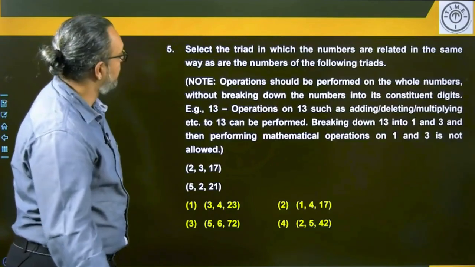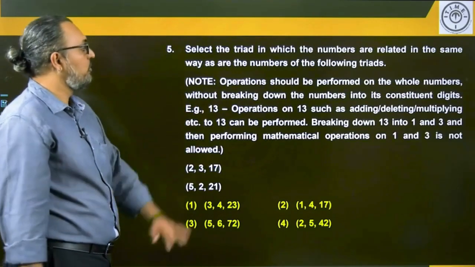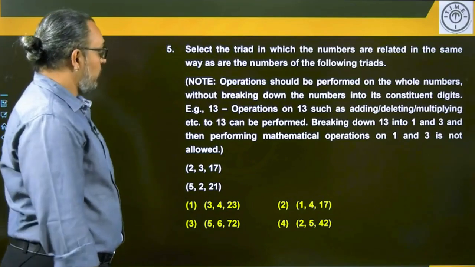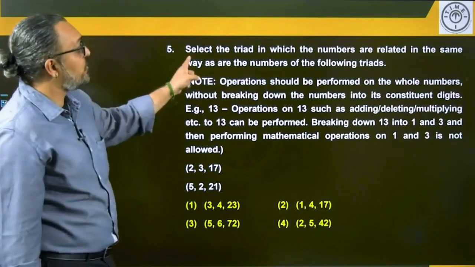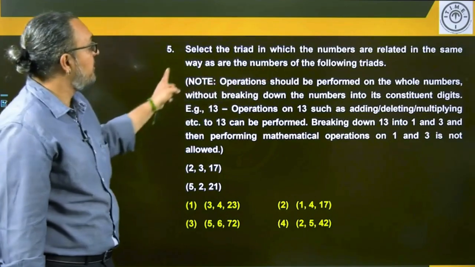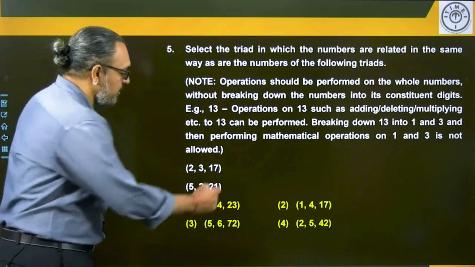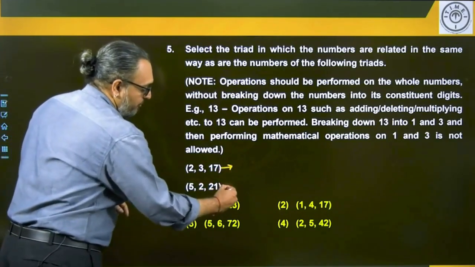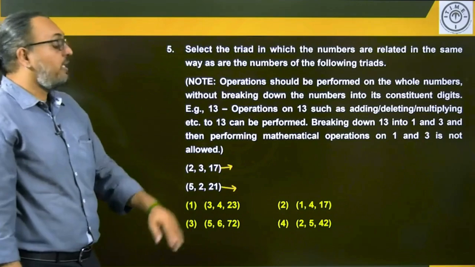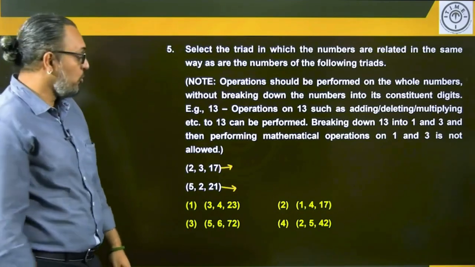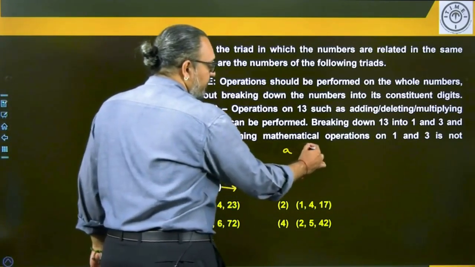Then next, coming back to numbers again. Here he says select the triad in which the numbers are related in the same way as are the numbers of the following triads. Now see, these are the two triads that we have. Now how are they related? We have to check. So you have A, B and C.